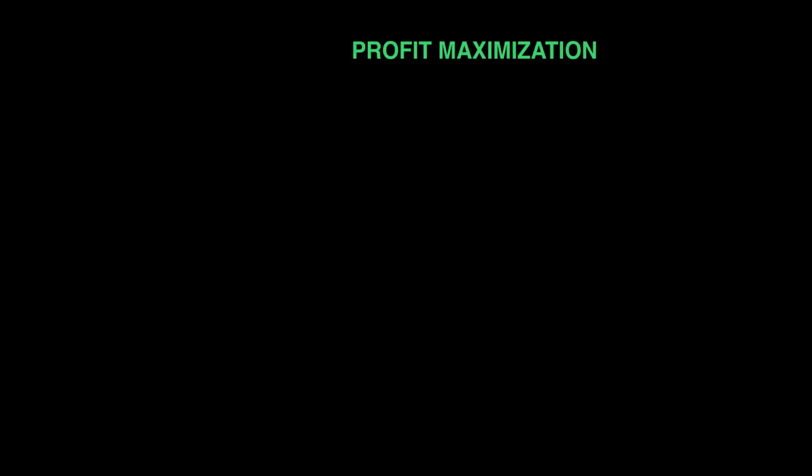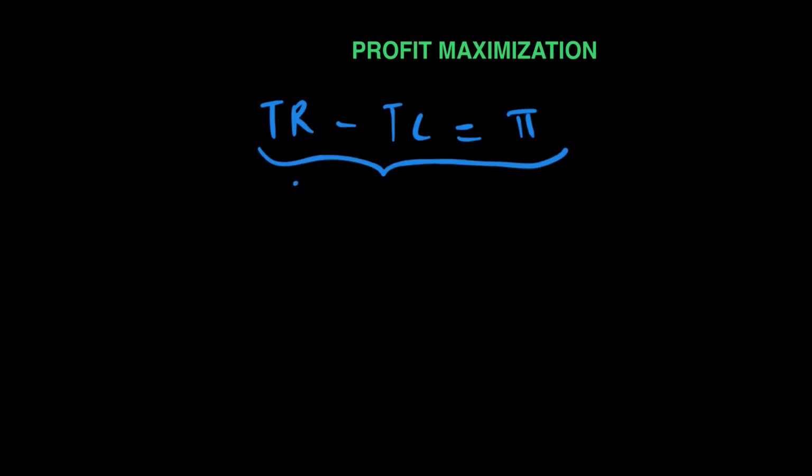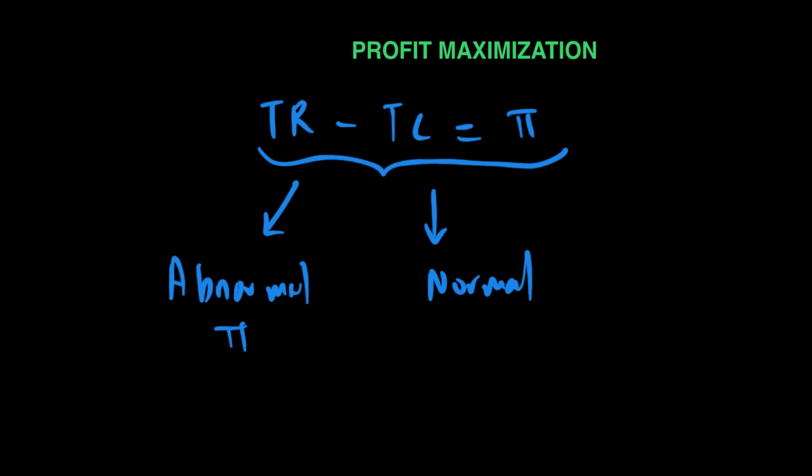When we look at profit maximization, we're looking at first the short run. In the short run, basically we notice that total revenue minus total cost is equal to profit. So we could make three kinds of profits, where the symbol for profit is pi. One is what we call profit in the short run, which can be what we call abnormal profit. The other one will be what we call normal profit, and the last one is what we call economic loss.